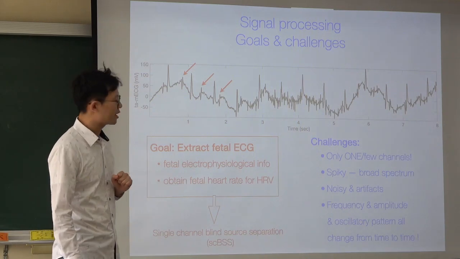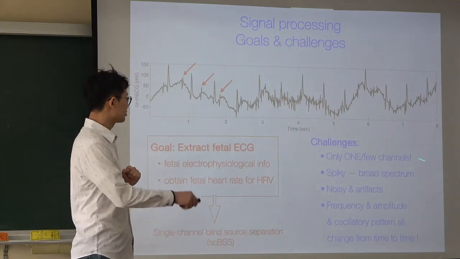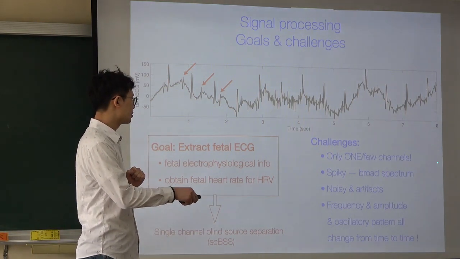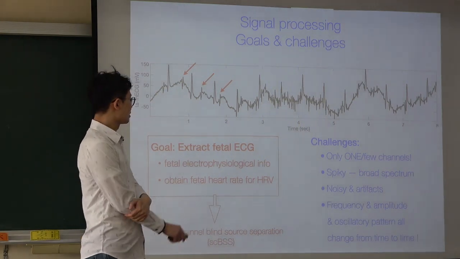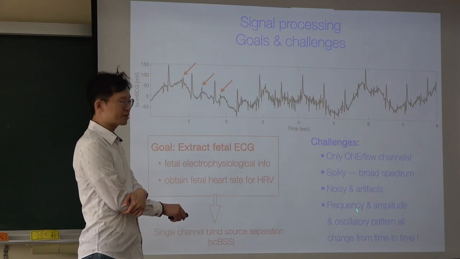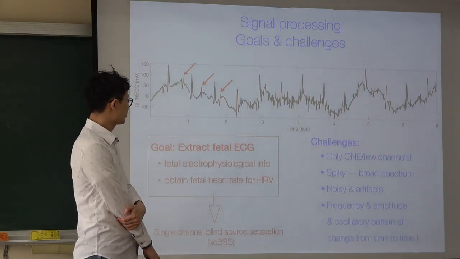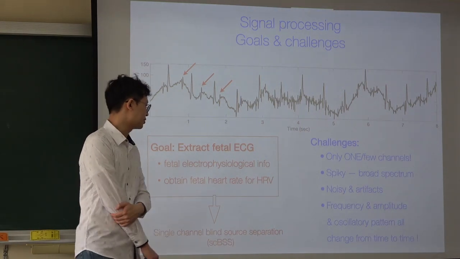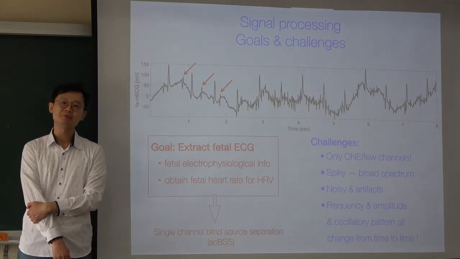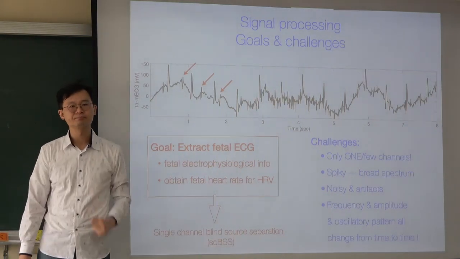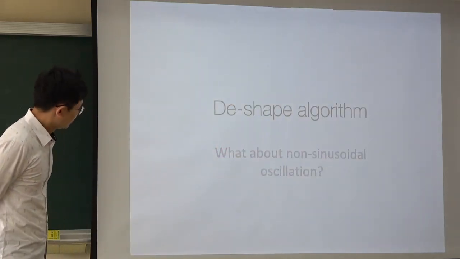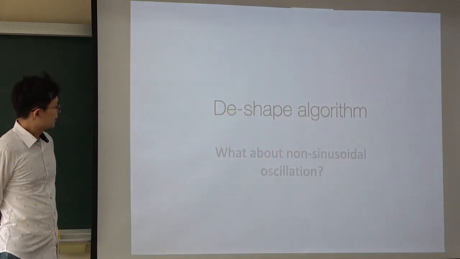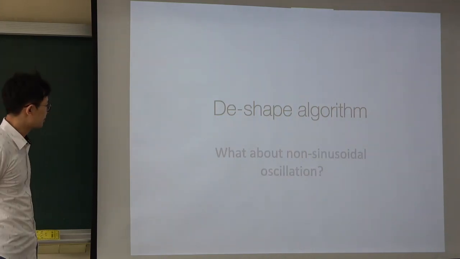The challenge, as I already mentioned before, is that there's only one channel or a few channels. The signal is very spiky, so it's a broad spectrum. Noisy, artifacts, maybe non-stationary. Frequency, amplitude, and oscillatory patterns are all changing from time to time. Then what can you do? What can you do? The algorithm will be called the D-shape algorithm.